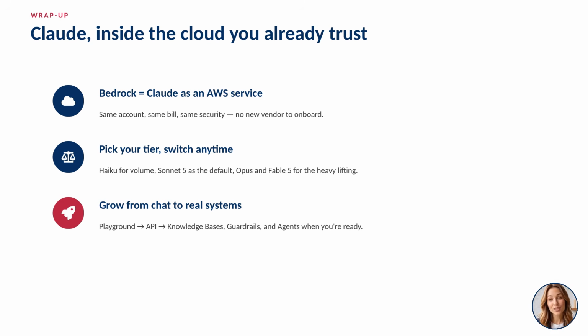Let's land this. Amazon Bedrock is Claude inside the cloud your company already trusts. Same account, same bill, same security controls, and answers to every question your boss will ask about privacy. You pick the model tier that fits each job. Haiku for volume, Sonnet 5 as your default, Opus and Fable 5 for the heavy lifting, and switch anytime with one line of code. And you can grow at your own pace. Chat in the playground today, ship your first API call tomorrow, and layer in your company's knowledge, guardrails, and agents when you're ready. The 15-minute version of this is waiting for you in the AWS console right now.